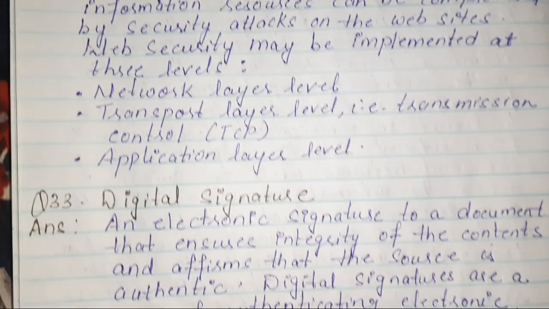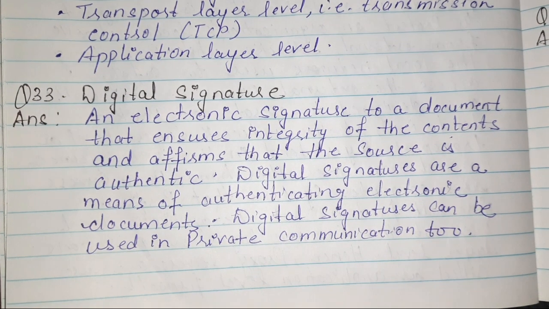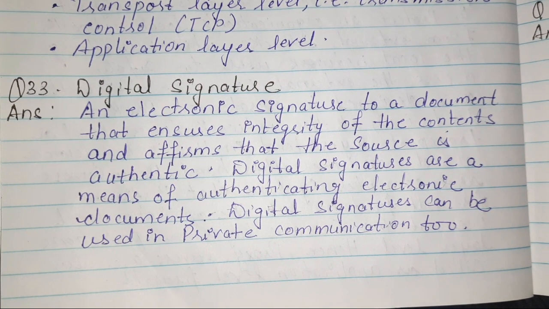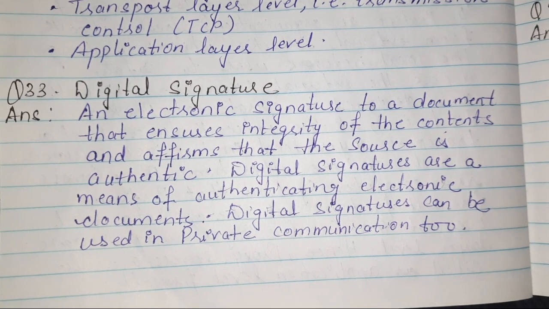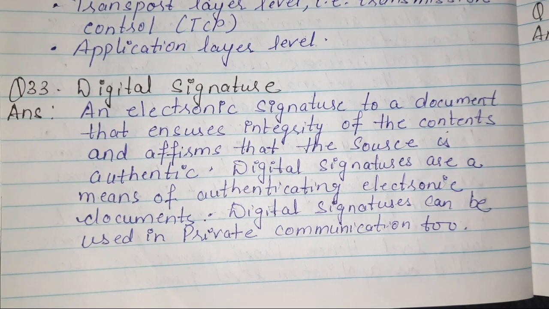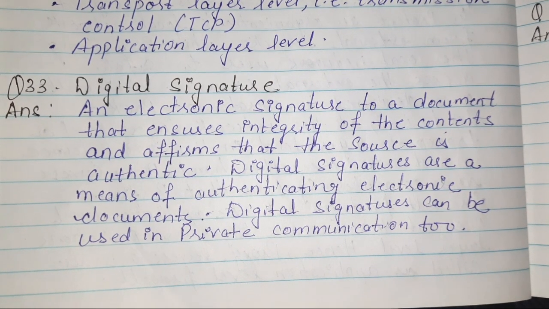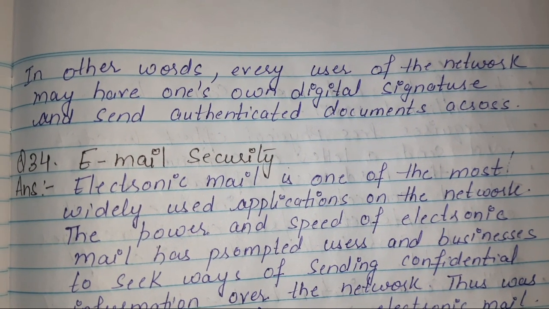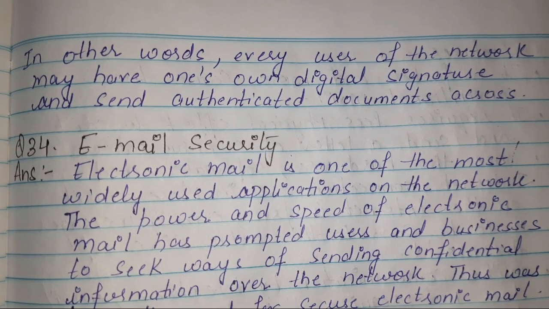application layer level. Question number 33 is digital signature and electronic signature. A signature to a document ensures integrity of the content and affirms that the source is authentic. Digital signatures are a means of authenticating electronic documents. Digital signatures can be used in private communication too. In other words, every user of the network may have their own digital signature and send authenticated documents across.